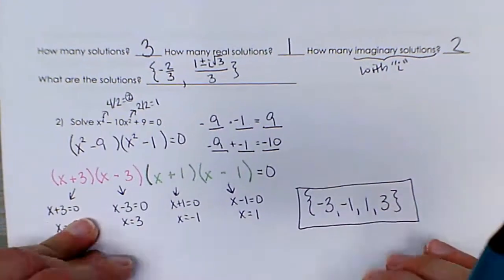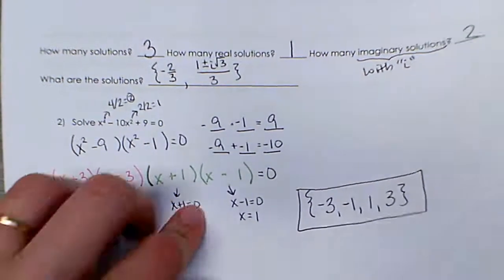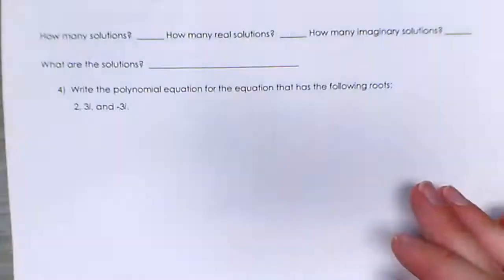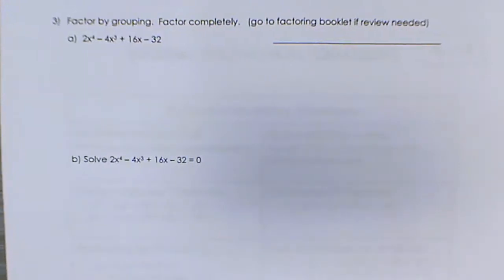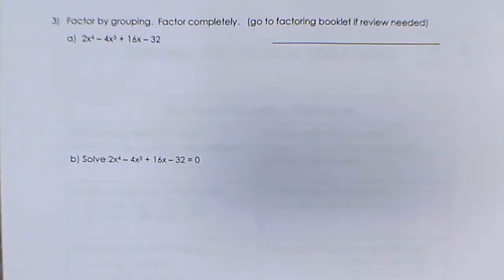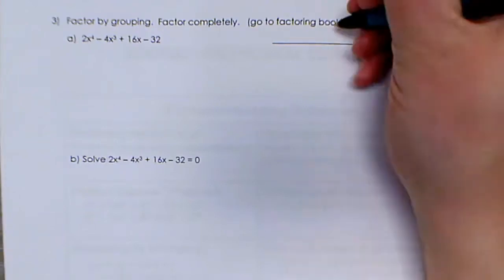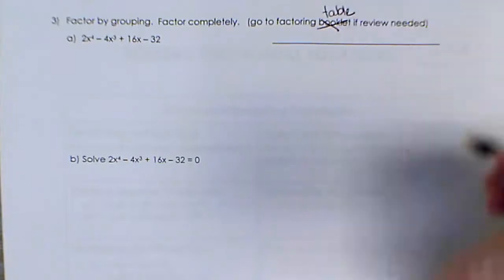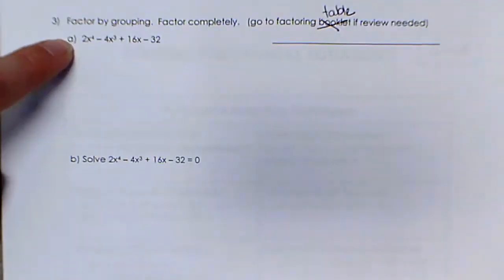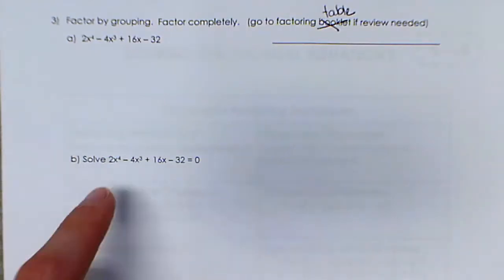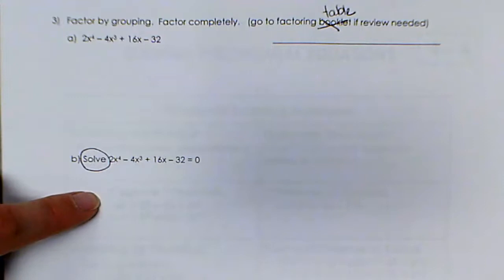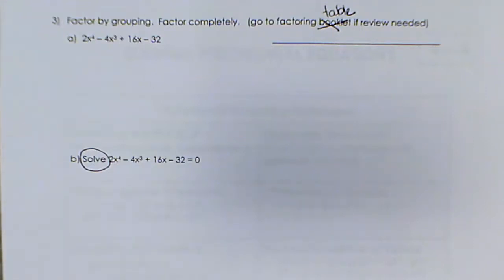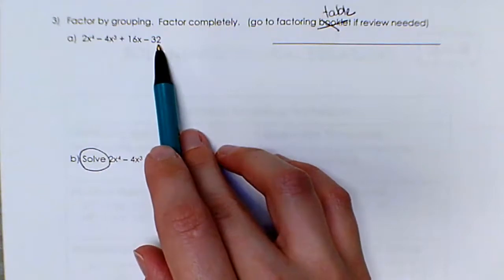So let's move this page and go to page 3. We've got 2 more examples to go. All right. So factor by grouping, factor completely, and go to the factoring table on the front page if you need a review. Notice that A and B are the same problem, except here we have our polynomial equals 0 and we are expected to solve. So we're going to take this problem and factor it first, and then we're going to solve. So let's factor. It's a 4-term polynomial, so I should probably factor by grouping.